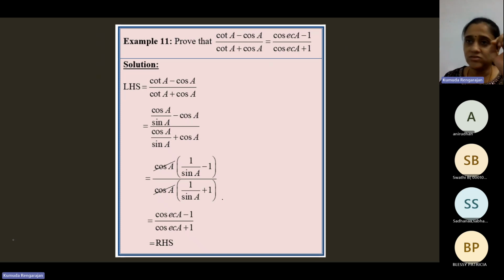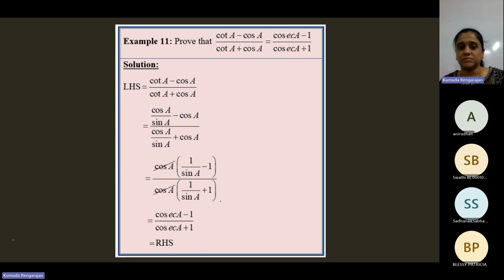First, we write cot as cos by sine. Then, using the rules of algebra, whenever there's something common, we have to take out the common factors. So cos A is common. In the bracket, you get 1 by sine A minus 1 in the numerator, and in the denominator 1 by sine A plus 1. Now outside we have cos A in the numerator and denominator, so cancel it.